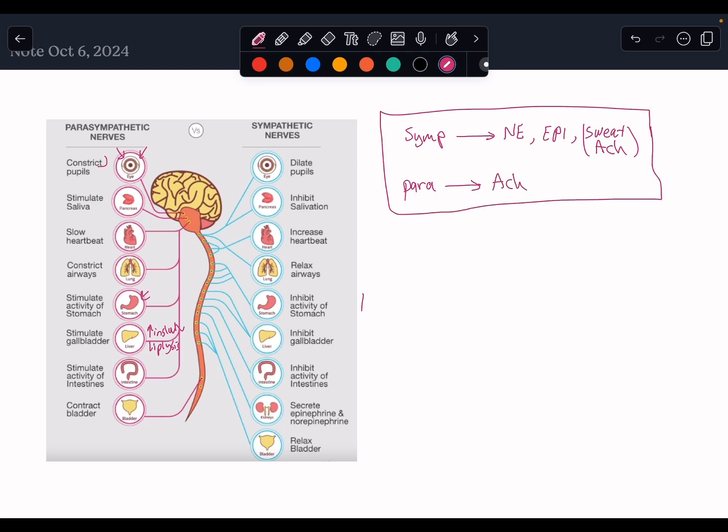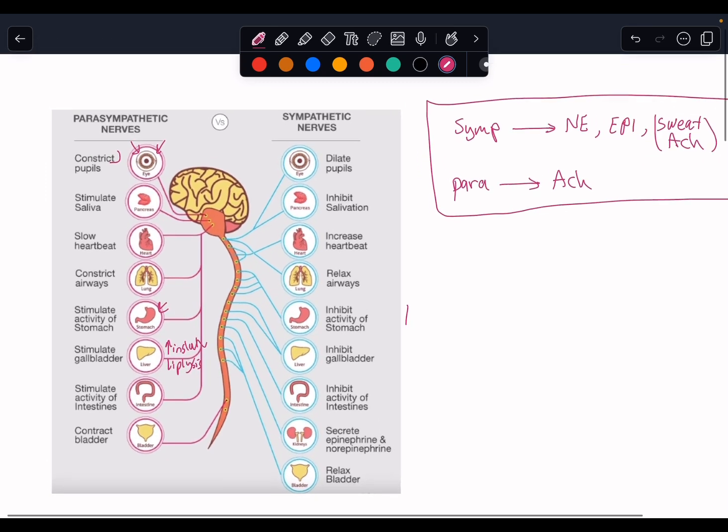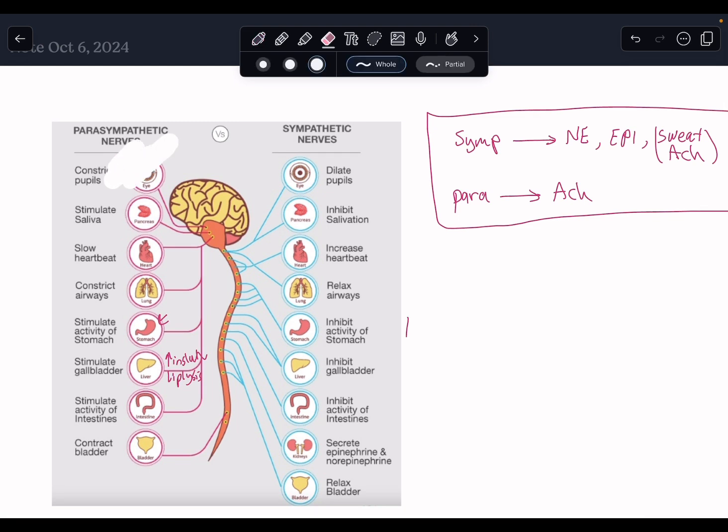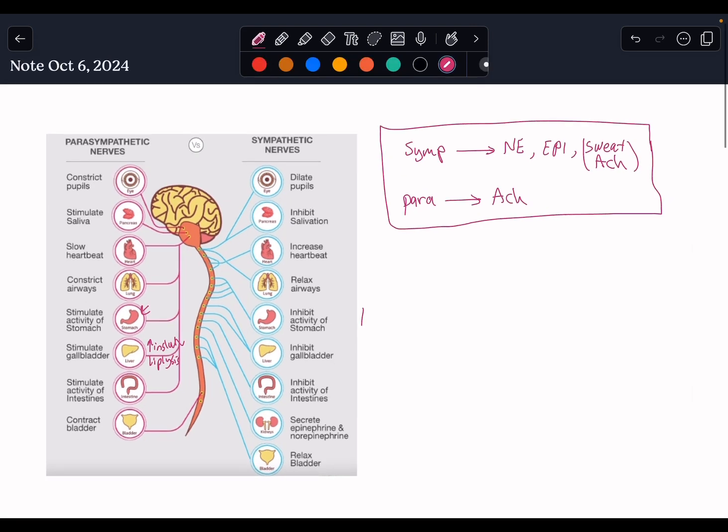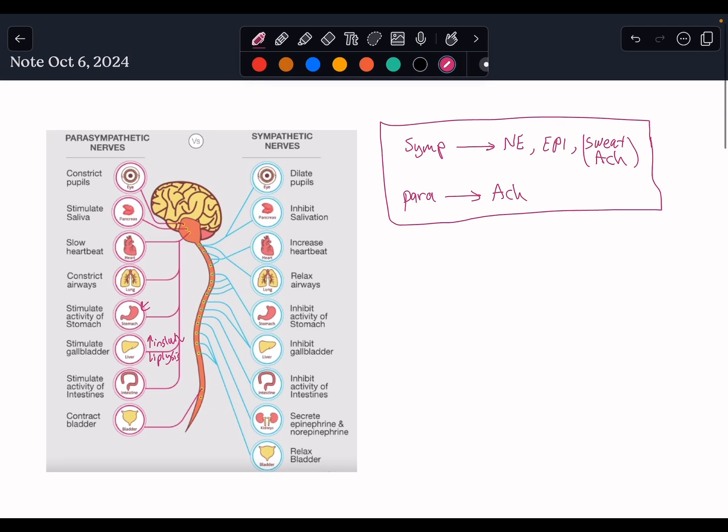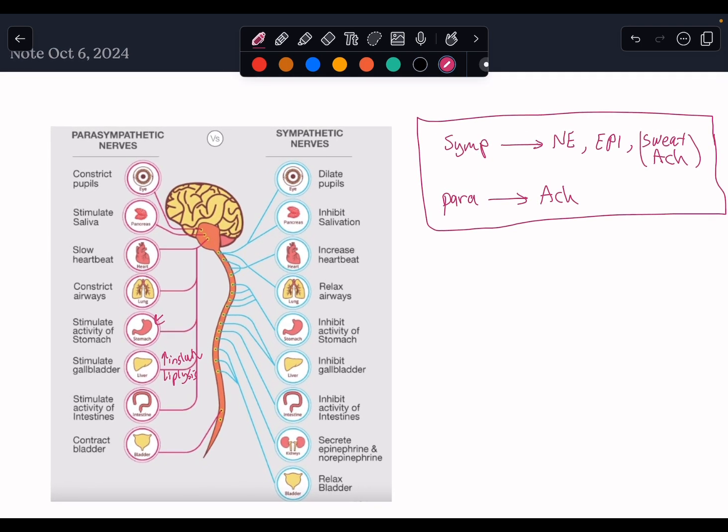When I see this image, I found it's very useful, and you should always have one in your notes so you can always refer back to this image. So these are the organs that are most important to know as a medical student or pharmacy student. So, let's start with parasympathetic.